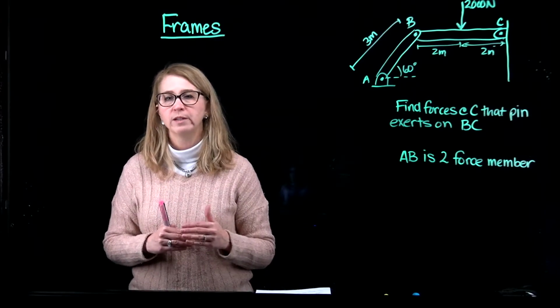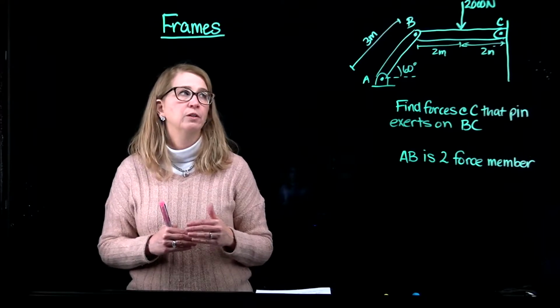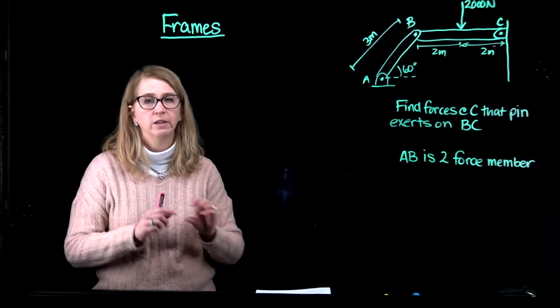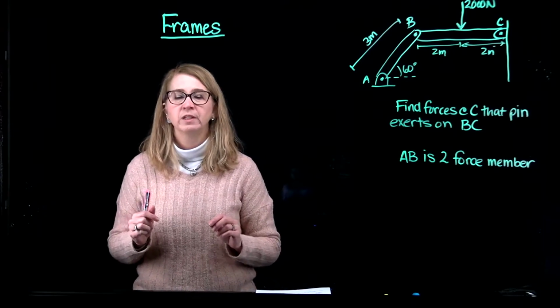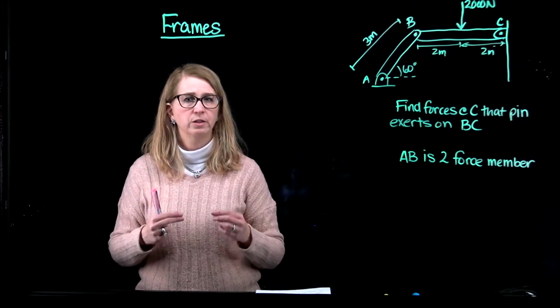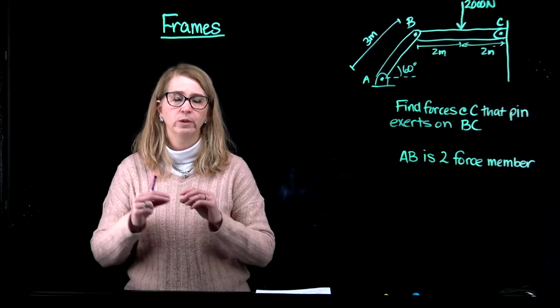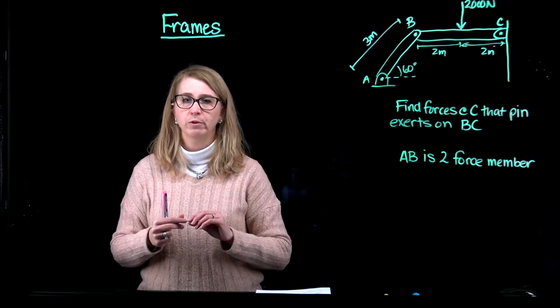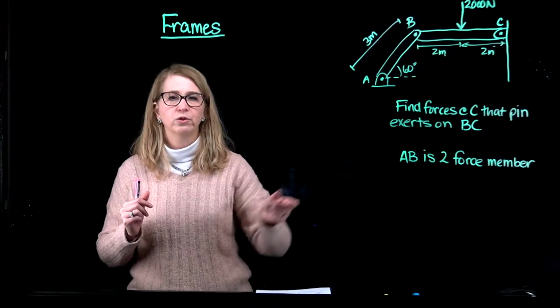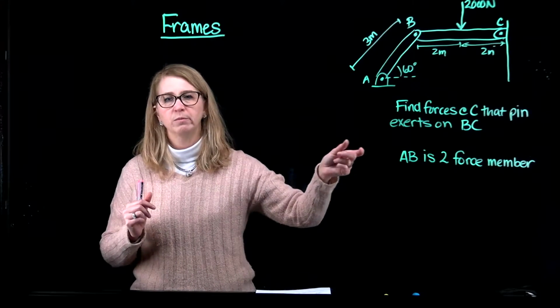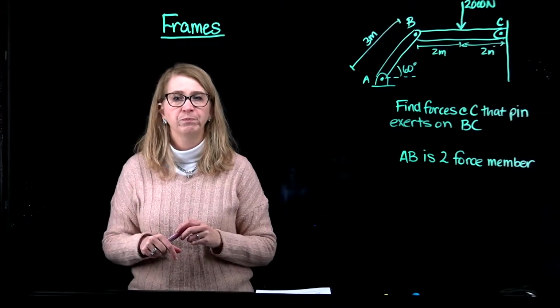There's a number of ways that this can happen. One example would be if in the middle of a member, another member was attached. And that would be different than a truss because in the truss, at every joint, it was sort of the joining of two separate members. But this would be if you had a long member and then you just kind of braced it with another member, but it got attached in the middle.